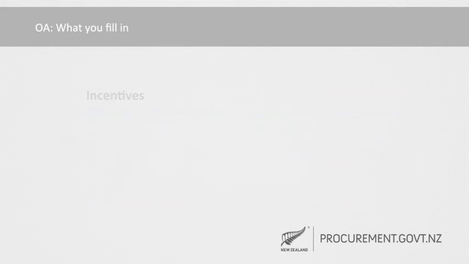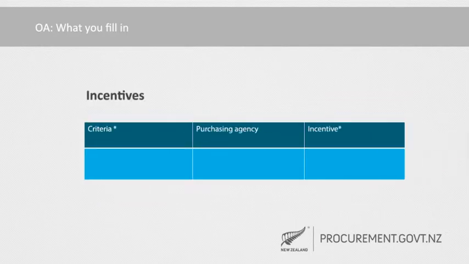Here is your option to include incentives. An example of an incentive used earlier was a longer contract term if the provider delivers the services well. If there are any incentives, you need to say what criteria must be met for the incentive to be provided.